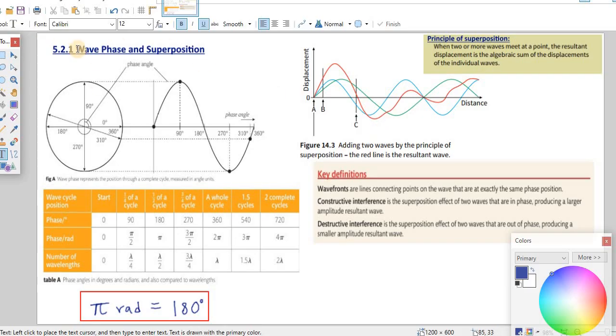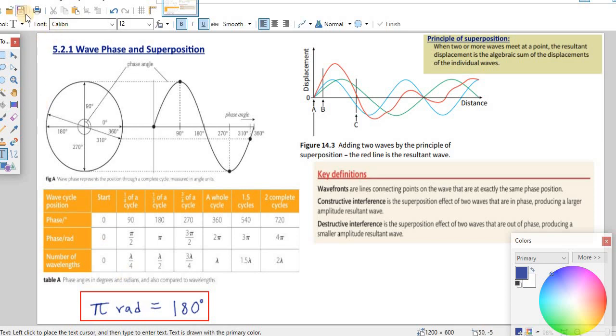So let's go through this. 5.2.1, wave phase and superposition. This is what we saw. So remember, when you complete 90 degrees here, that's a quarter of the wave. So that also we can say is equivalent to a quarter of the wave.